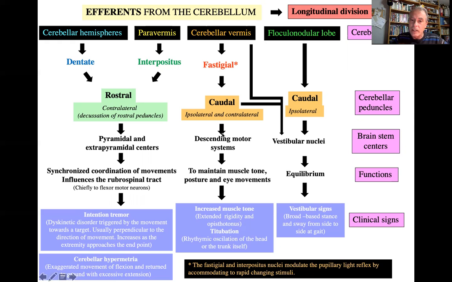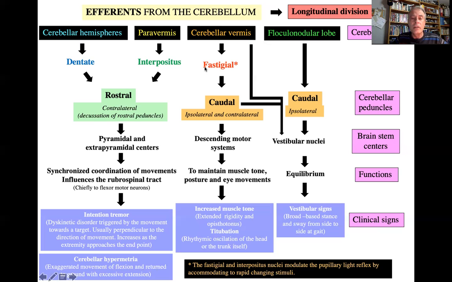So a lesion in these areas may result in an increased muscle tone, okay? Extended rigidity and opisthotonus and titubation, okay? This rhythmic oscillation of the head or the trunk itself, sorry.